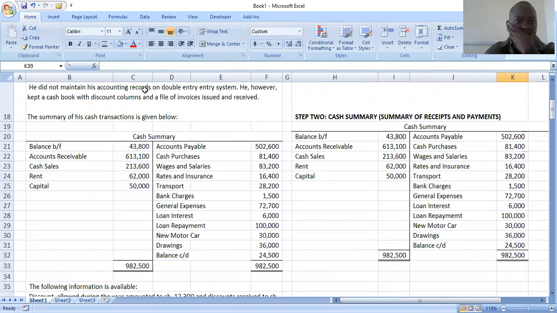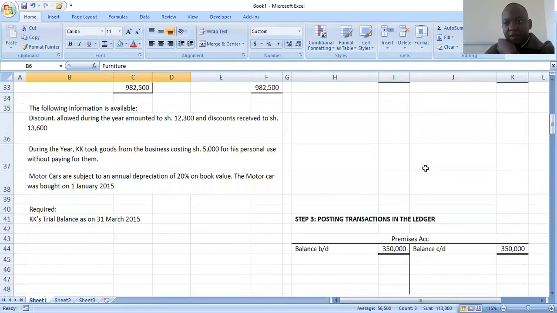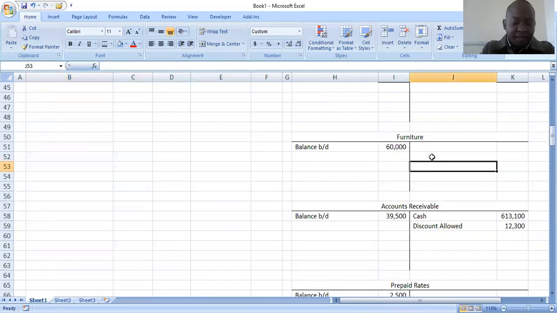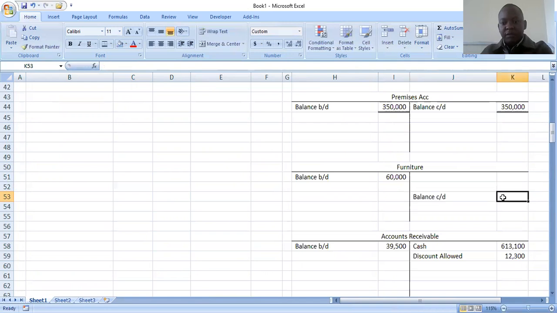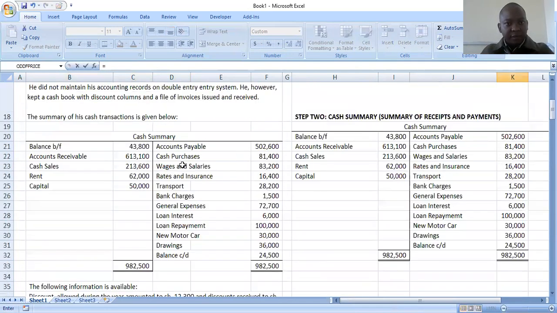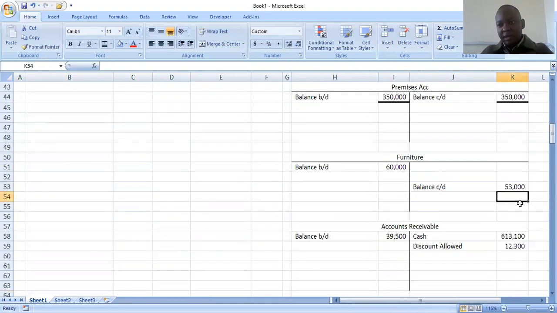Then we have the other item, that is furniture, whose balance is 5,300. Furniture being an asset, it will have a debit balance. And whenever closing the period, the debit balance should be on the credit side. So balance carried down for furniture is 5,300 from the equation.